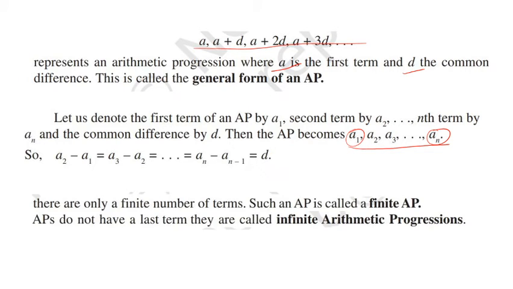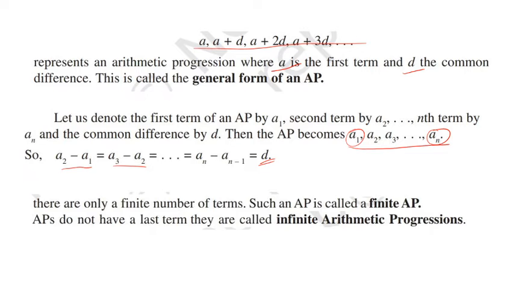Now, the common difference, right? We subtract the previous value from the next value. Always we have to subtract the preceding value from the successive value, then only we will get the correct common difference.